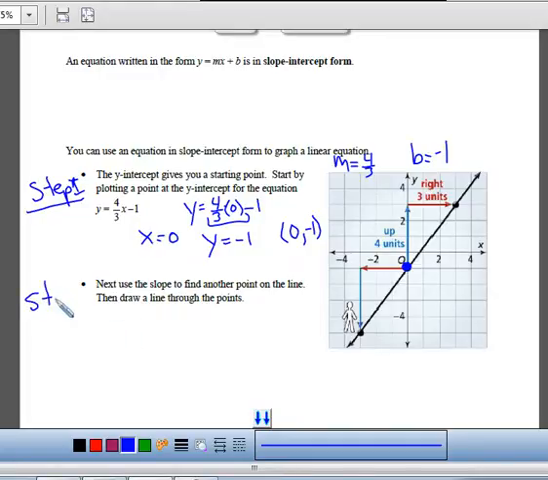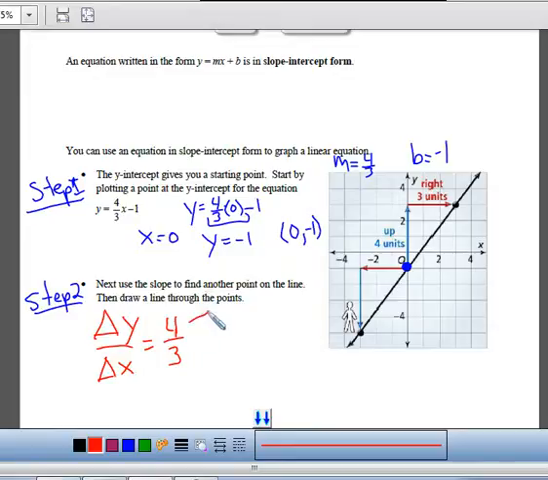Step 2, better use a different color for this so we can see it on the graph. Next, use the slope to find another point on the line, then draw a line to the point. Remember, at least one more, but if we can get more than one more, that would be better. So we're going to do change in y over change in x. Well, m is 4 over 3. So we have change in y is 4, change in x is 3.